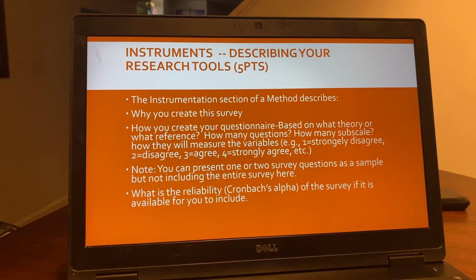Okay, one thing I want you to be aware of: this part is not the place for you to copy and paste your questionnaire. This is not the place, okay? Because quite often students will copy and paste their questionnaire here and say, here you go, this is my instrument. I will have you attach the questionnaire at the end of your paper, but not here. So please don't copy and paste your questionnaire here.